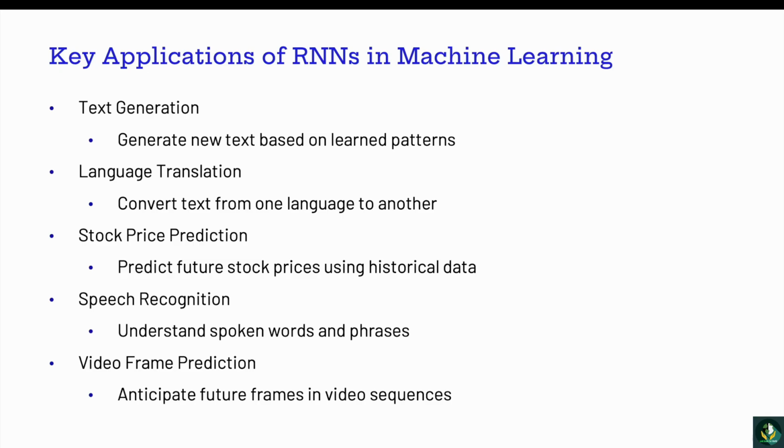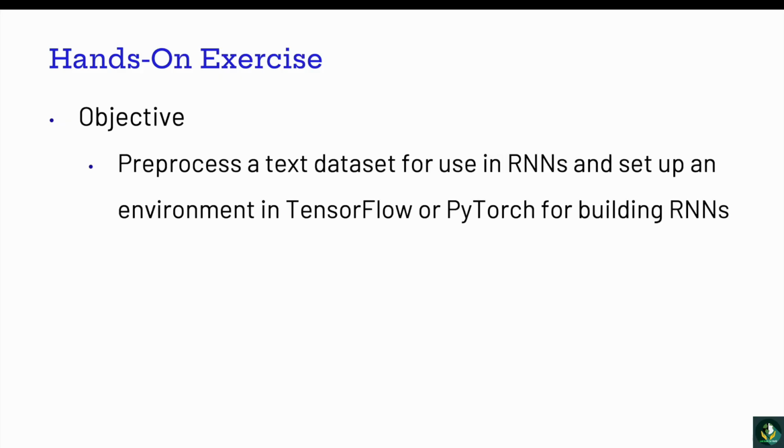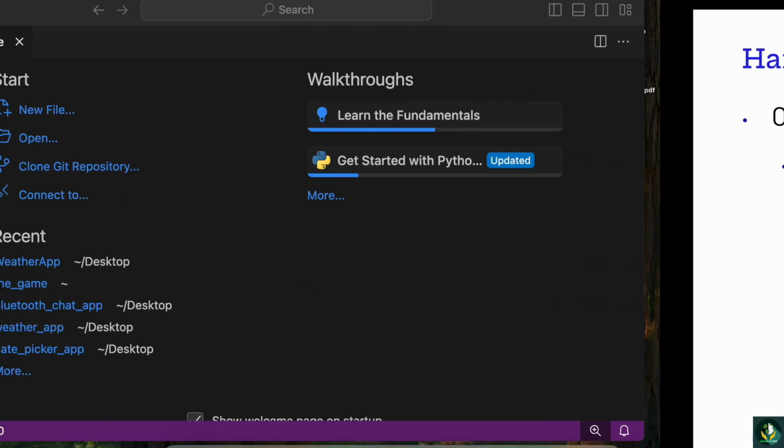With all this in mind, let's jump into the hands-on exercise, where our objective today is to pre-process a text dataset for use in RNNs and set up an environment in TensorFlow and PyTorch for building RNNs. I know I mentioned TensorFlow or PyTorch, but we're going to look at both options today. So let's jump in. First, I'm going to go over TensorFlow.